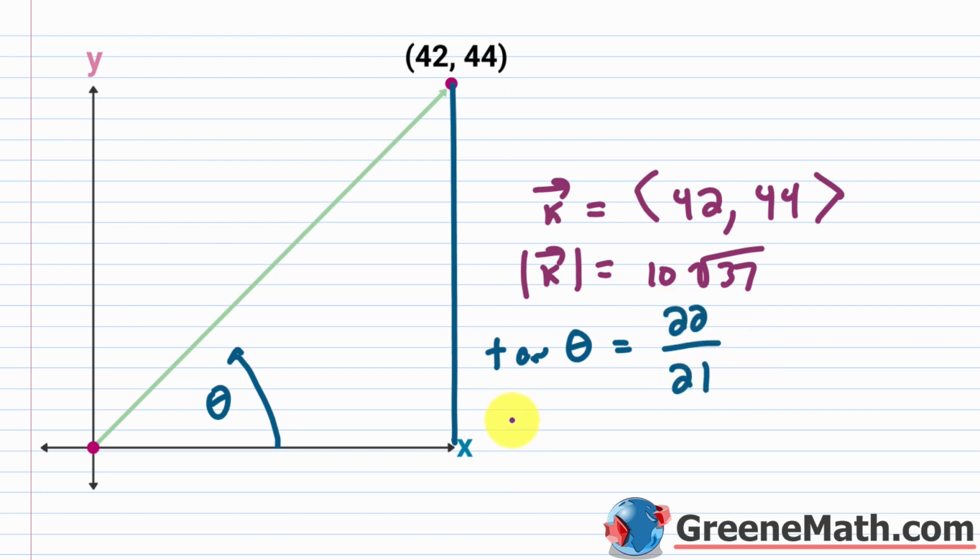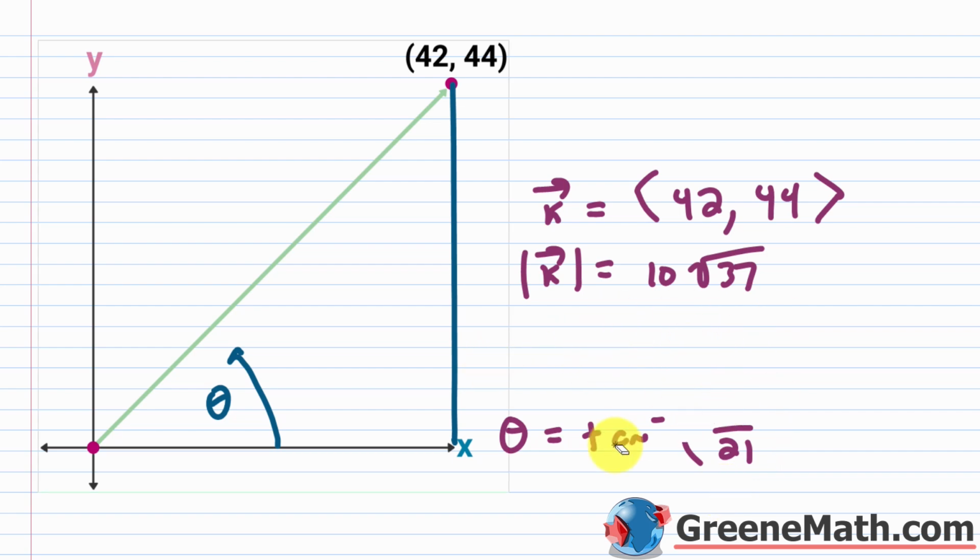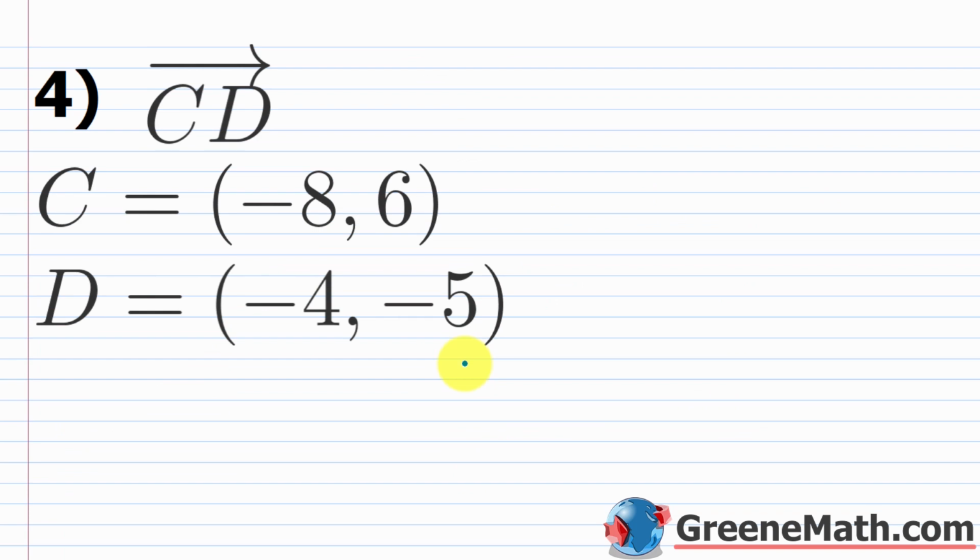All right, so let's just say that theta is equal to the inverse tangent of this guy right here, so 22 over 21. Let's key that into the calculator. And if I round to the nearest hundredth, I get about 46.33 degrees. So let's say that theta is approximately 46.33 degrees.